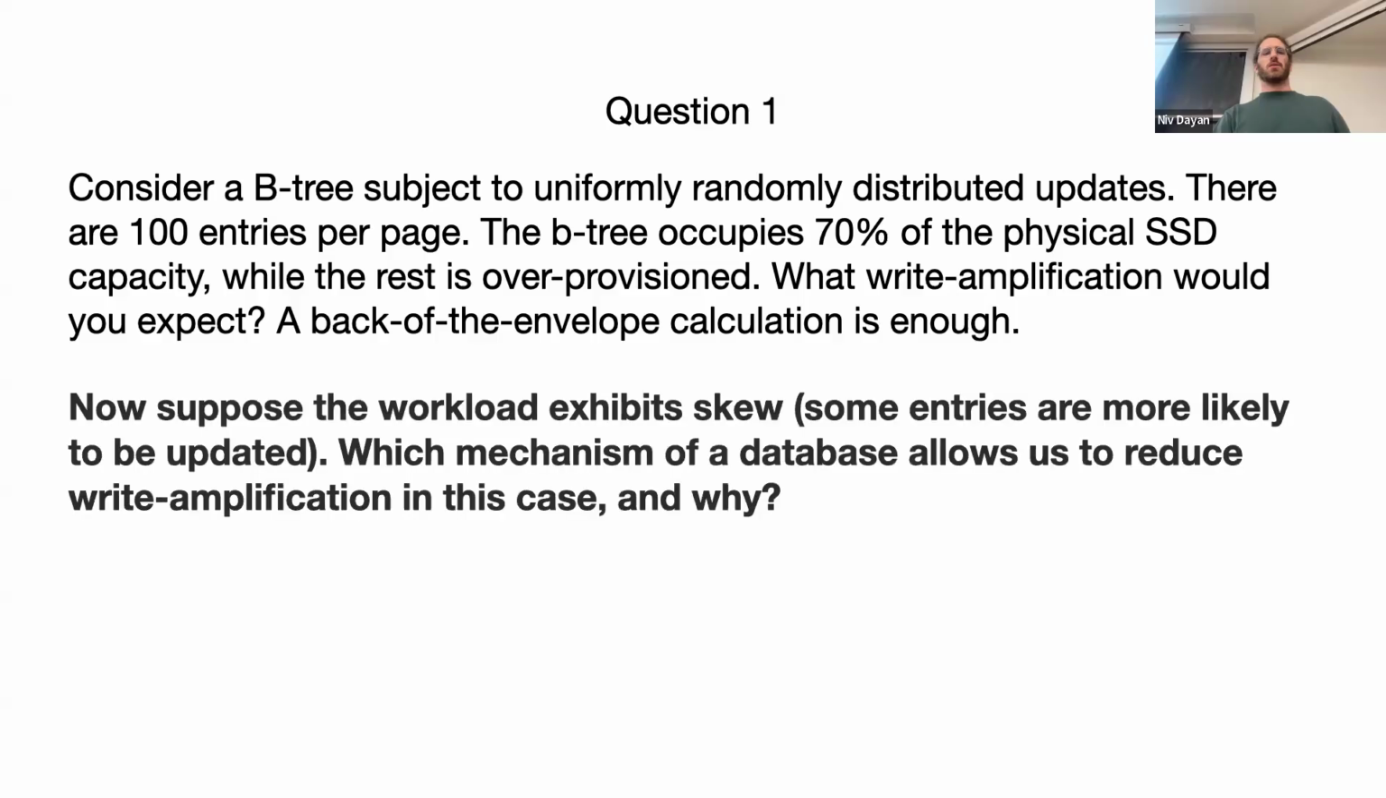Okay, let's continue. Now this is just a quick question. Let's do it together. Suppose that now the workload is not randomly distributed, but it's actually skewed. Which mechanism of the database would allow me to significantly reduce write amplification in this case, and why?